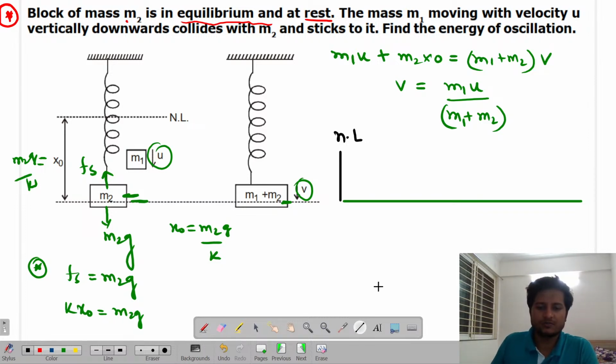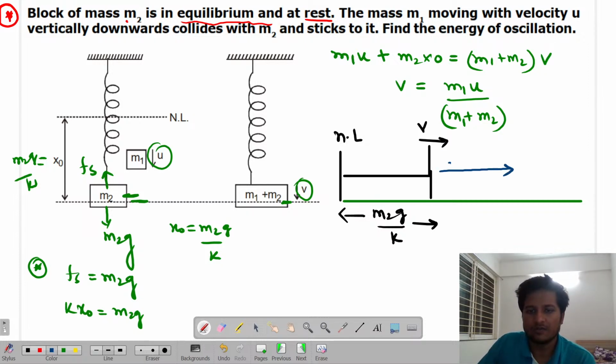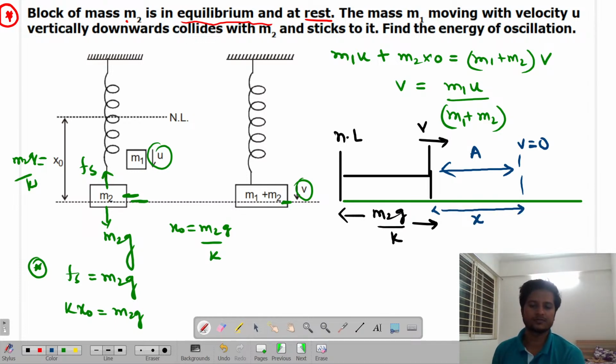Okay. Initial expansion was how much, guys? m2g by k. Are you able to get me or not? After addition of mass, what happens? This has some velocity v or not? What will be called as amplitude? It will happen only where, after some displacement, its velocity becomes how much? 0. That will be called as amplitude.